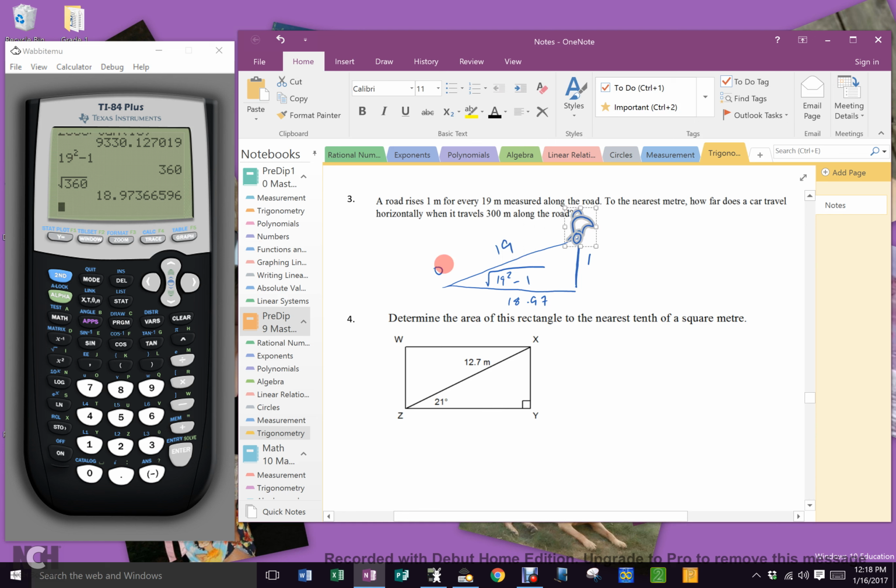I will have gone, I left a wheel behind. I won't have gone very far. I will have gone up 1 meter, yes? But I want to drive longer than 19, don't I? How far do I want to drive?